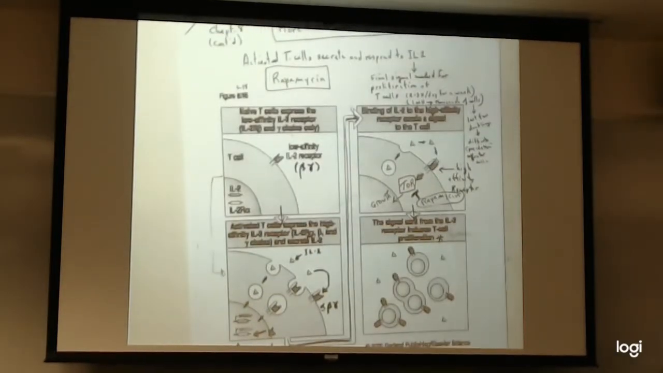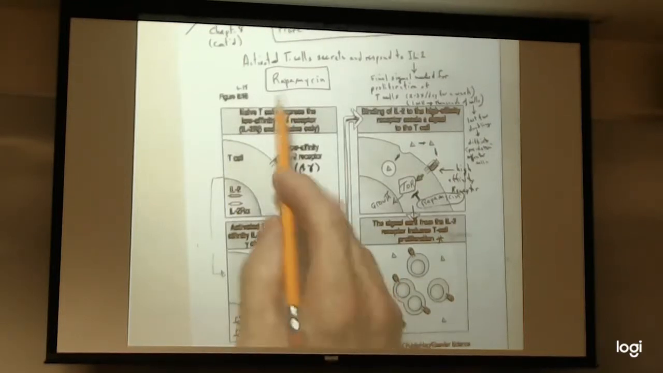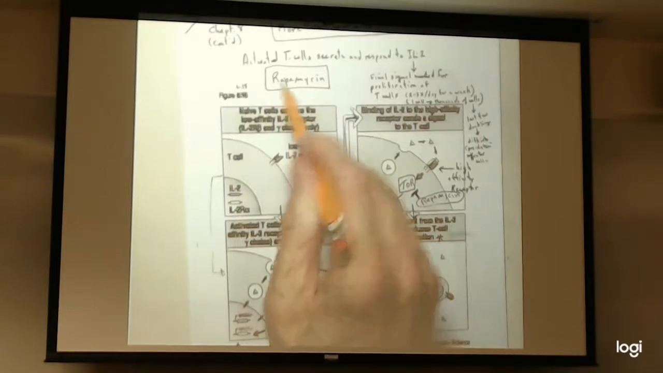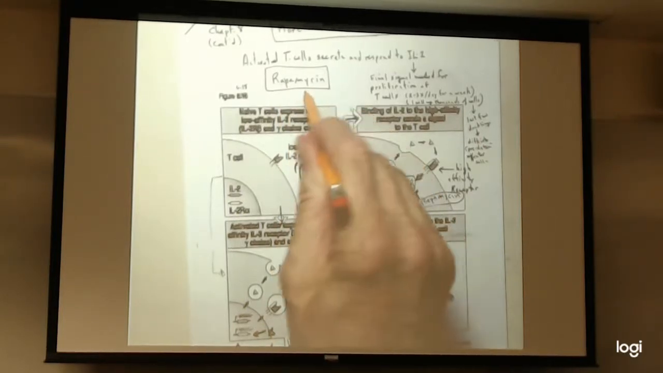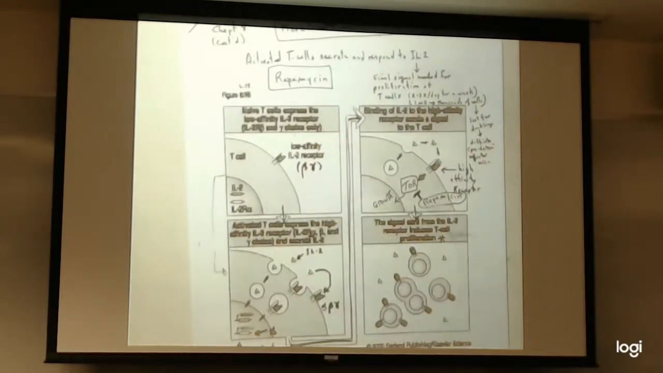There's another very widely used immune suppressive drug for doing organ transplants. It's called rapamycin. Rapamycin acts in a different way. So calcineurin blocks the production of IL-2. Rapamycin blocks the action of IL-2.